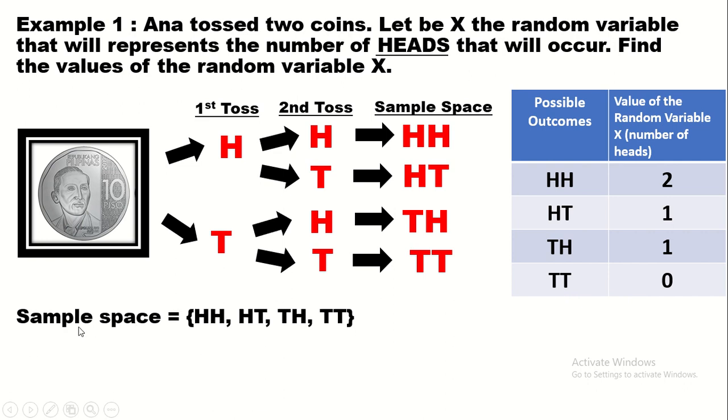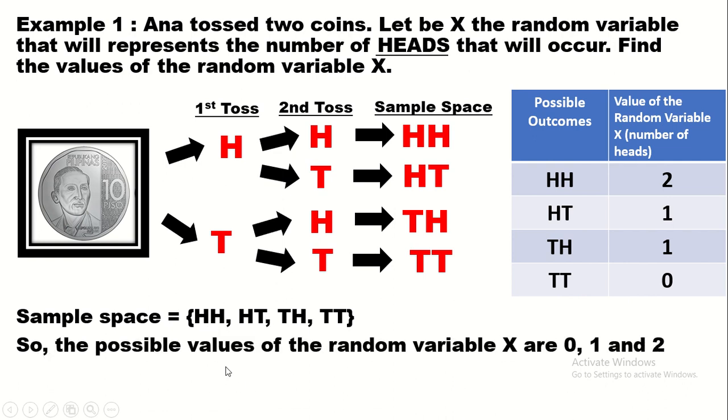So, isusulat natin ang sample space ng ganito. Sample space is equal to the bracket symbol head-head, head-tail, tail-head, and tail-tail. So, the possible values of the random variable x are 0, 1, and 2. Sabi ko nga kanina, sa meaning ng random variable, dapat it should be numerical or numbers. So, 0, eto siya. 1. May dalawa tayong 1, pero isa lang ang kukunin natin, and then 2. So, ito yung possible values of having the random variable x.